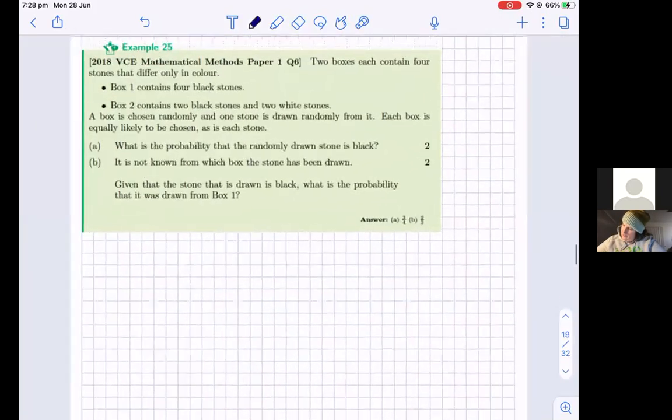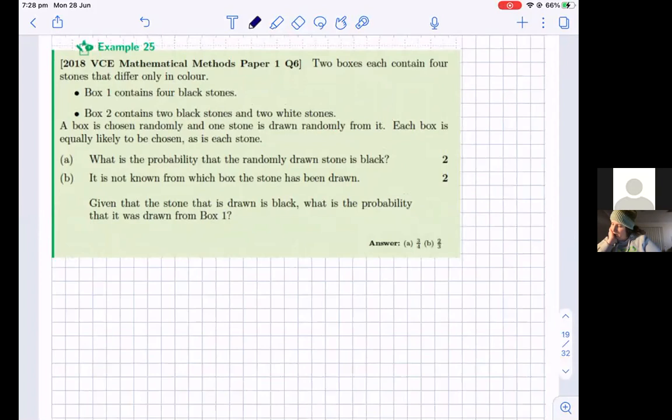This one, on the other hand: 2 boxes contain 4 stones. Box 1's got 4 black. Box 2's got 2 black, 2 white. A box is chosen randomly, one stone is drawn randomly from it. Each box is equally likely to be chosen, as is each stone. What's the probability that the randomly drawn stone is black?